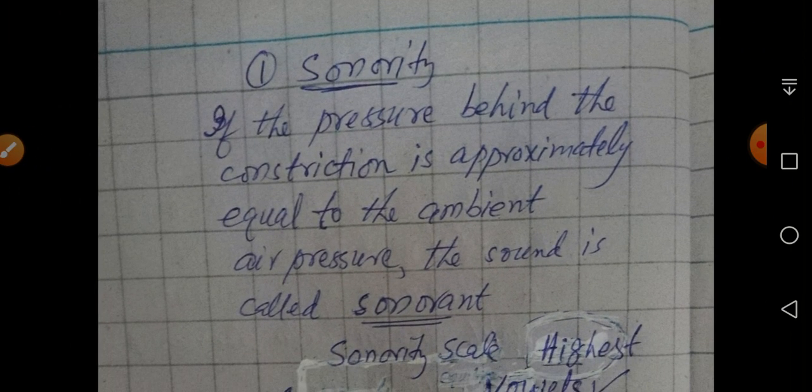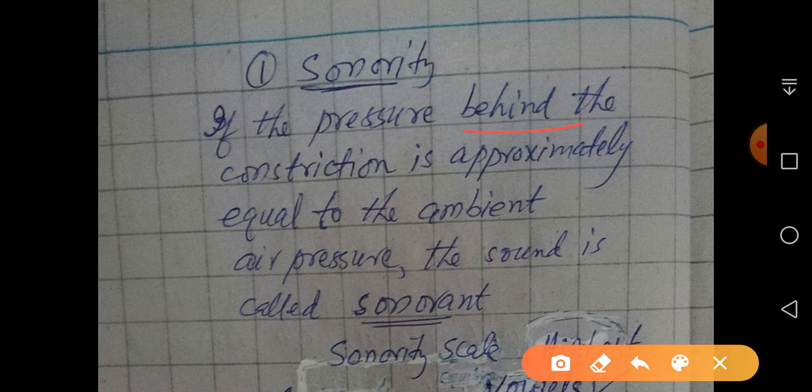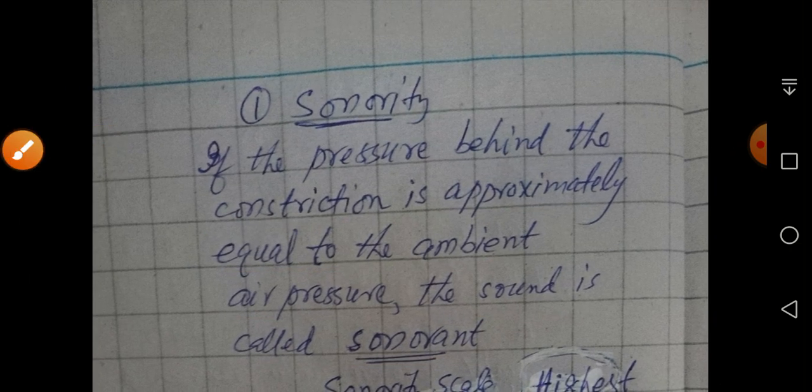So what is sonority? If the pressure behind the constriction, and constriction can happen in various places inside the vocal tract. It can occur at the lips, bilabial sounds. It can occur at your labiodental place, then dental, then alveolar ridge place, then palatal, and then soft palate. So this constriction can occur anywhere. If the pressure behind this constriction is approximately equal to the ambient air pressure, the sound is called sonorant. Okay, let's go to the next slide.